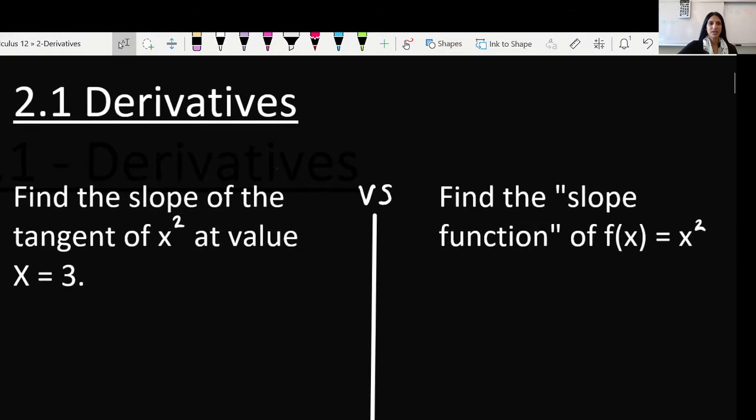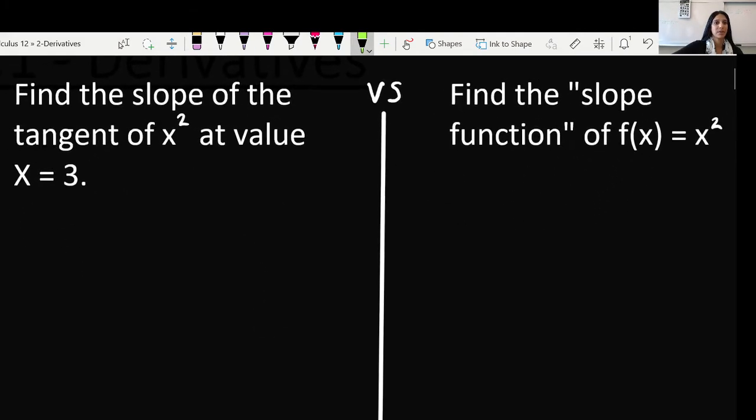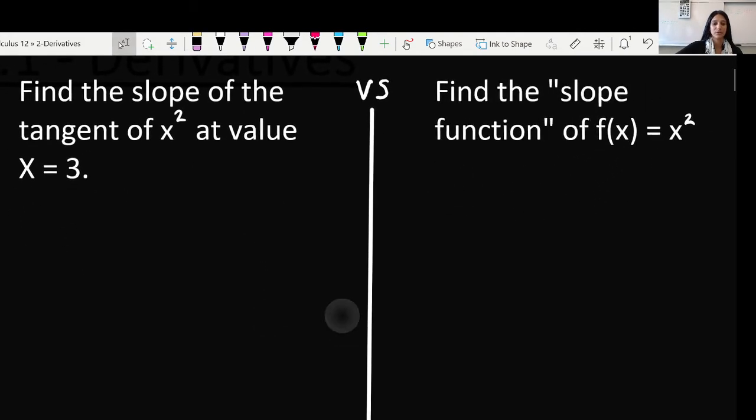Today we are looking at Chapter 2, so we're going to do 2.1, which is working with derivatives. And we're going to transition from limits into derivatives and look at the connection and what they have to do with one another. So the first example says find the slope of the tangent of x squared at value x equals 3. This is a nice way to transition in because we're just reviewing something that we have already learned how to do before.